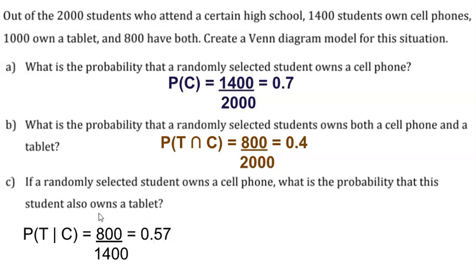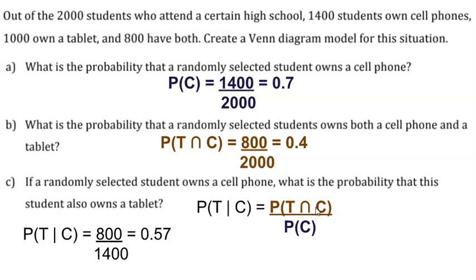Let's take a closer look at this probability and examine the formula that can be used to find the probability of T given C. The probability of T given C equals the probability of T and C divided by the probability of C. Since we already have the probability of T and C and the probability of C, let's go ahead and quickly work out this division to see if it matches our 0.57.